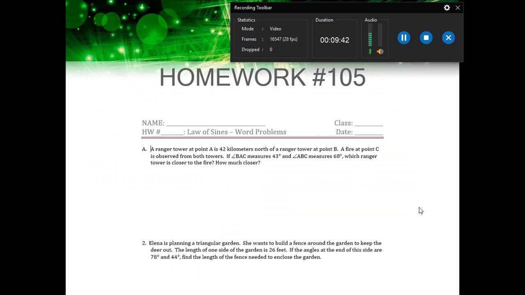This is going to be homework number 105, Law of Sines word problems. Make sure you draw a picture for each model. We'll count that as a point.